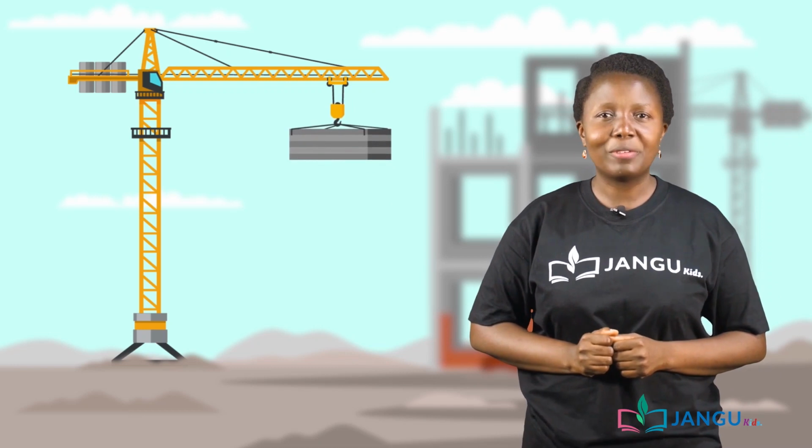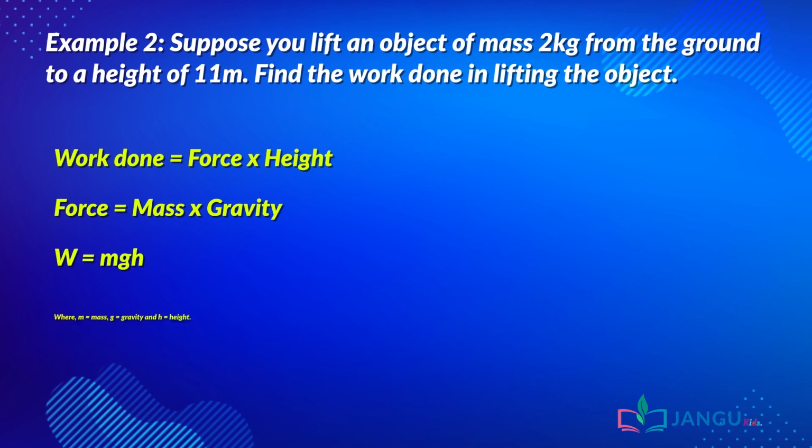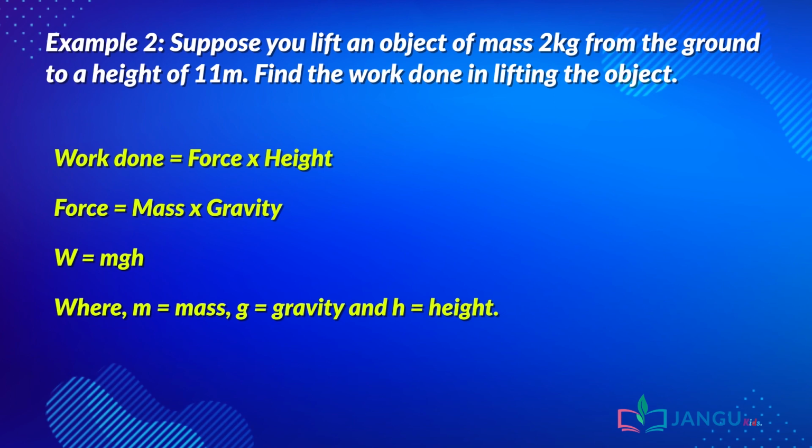Work done against gravity can be found using the equation work equals force times height. Since force is equal to mass times gravity, we can use the equation W equals mgh, where m is equal to mass, g is equal to gravity, and h is equal to height. Work done is measured in joules.